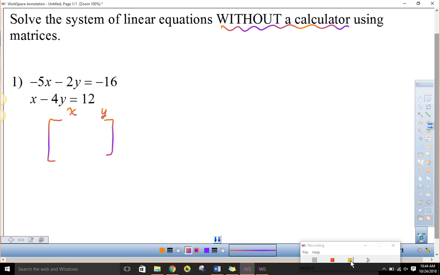Okay, so I got my x values and my y values, and I have my equation 1 and my equation 2, right? And then we're going to have a separate matrix with our constants. I thought it was together.